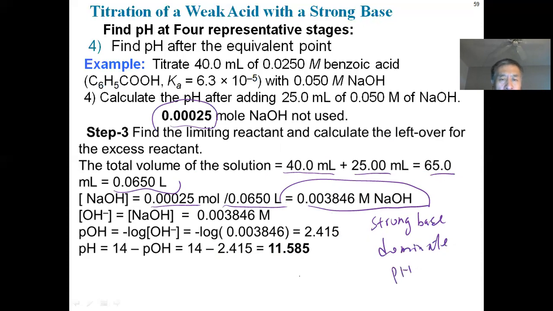And once you get the molarity of the strong base, take the negative log to get the pOH, then 14 minus pOH. So that is the pH after the equivalence point.